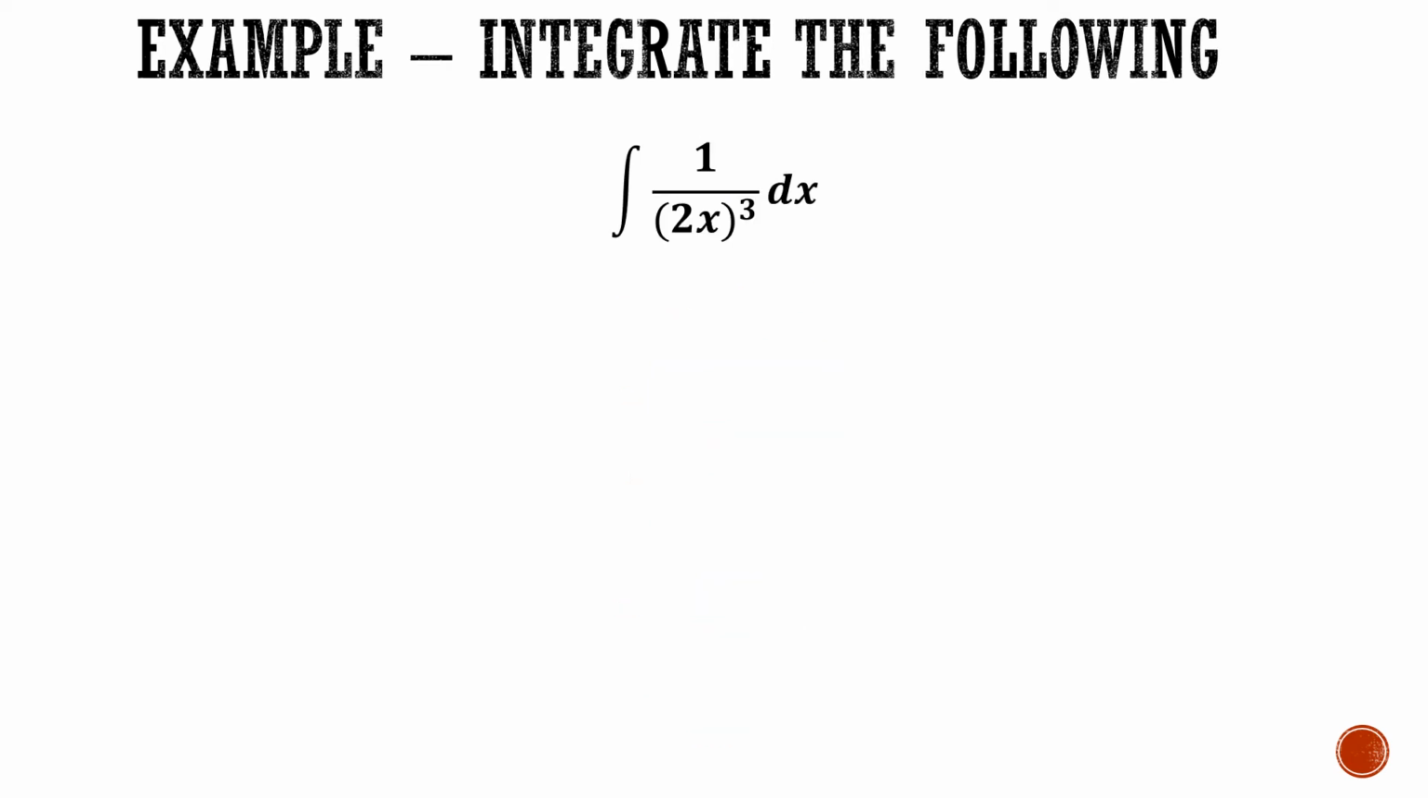All right, so this one's a very similar example to the last one, except this time the whole denominator is being cubed. So when I rewrite this, the first thing I'm going to do is distribute in my cubes. So I end up with 1 over 8x cubed.